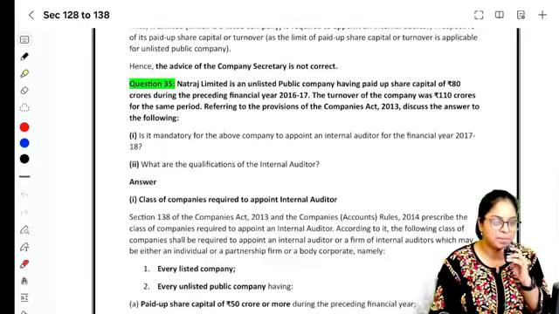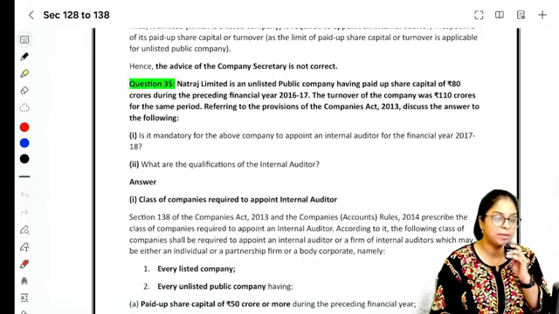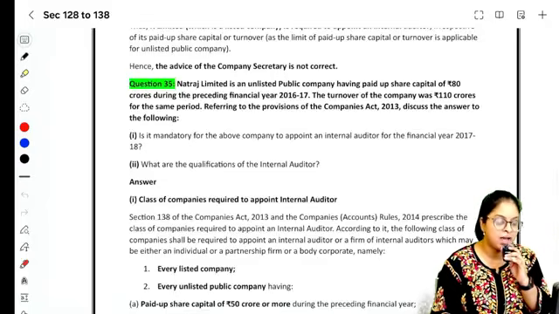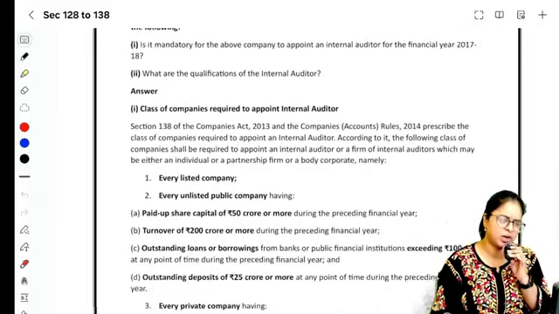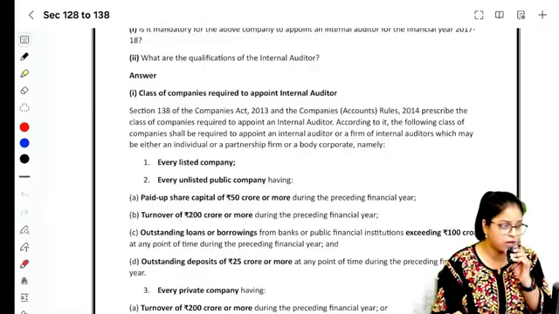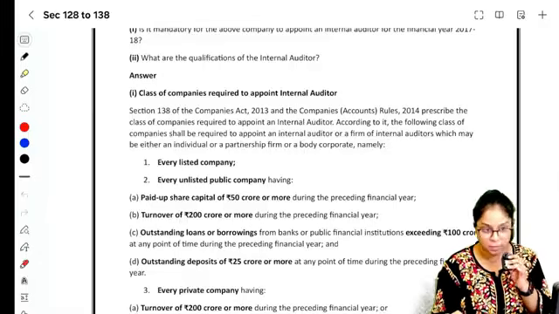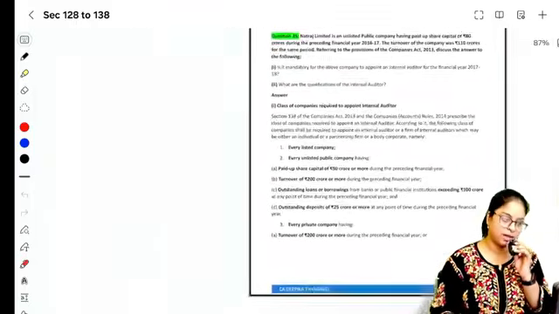Natraj Limited is an unlisted public company having a paid-up share capital of 80 crores during the preceding financial year 16-17. The turnover of the company was 110 crores for the same period. Referring to the provision, discuss whether they are required to appoint an internal auditor. The answer is yes, because paid-up share capital is equal to or more than 50 crores. What are the qualifications of an internal auditor? Internal auditor can be a firm, an individual, or body corporate. By qualification, they can be a CA, CMA, or any other professional as may be decided by the board. They may or may not be the employee of the company.